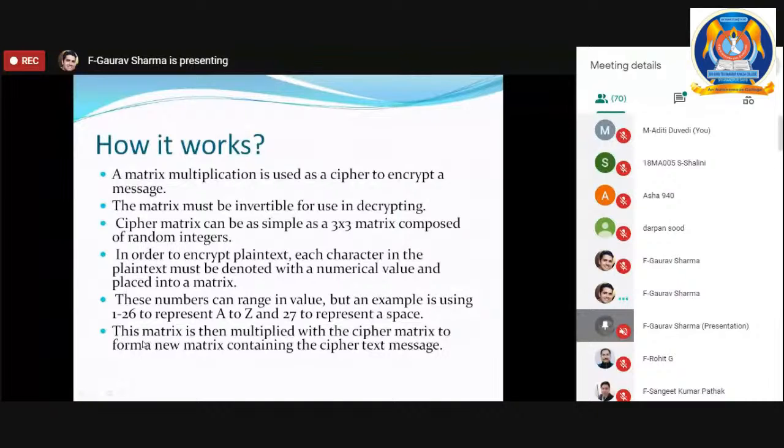We can also use numbers for other keys, like 1, 2, 3, 4. We can use one number for each. For other characters, like the at sign or capital letters, the range of numbers can be increased. So this matrix is then multiplied with the cipher matrix to form a new matrix containing the cipher text message.